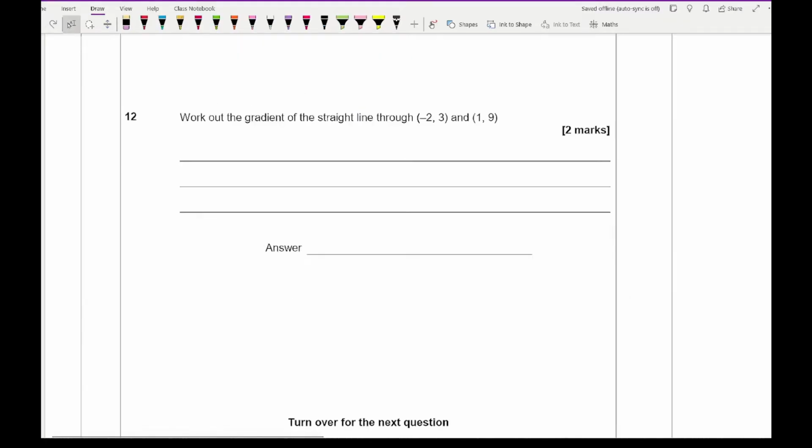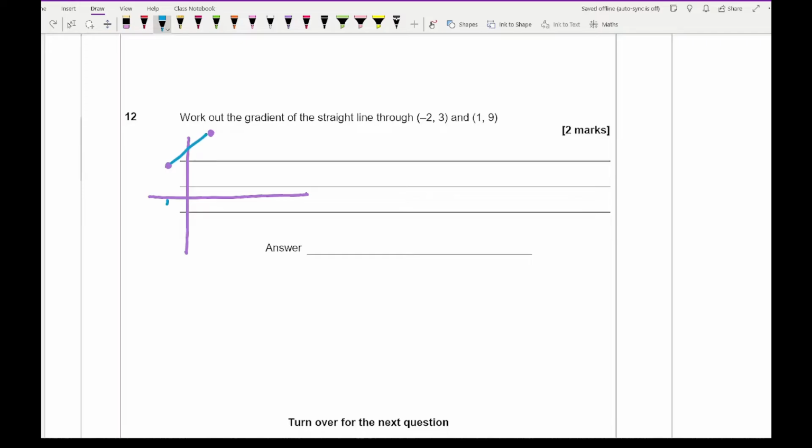Now, moving on to question 12, it says work out the gradient of the straight line through -2, 3 and 1, 9. So just trying to get an idea of where these coordinates are on a set of axes, we'll just draw a set of axes here. The -2, 3 is going to be somewhere here, and 1, 9 is going to be on this side but at a higher place. So what I'm wanting to do is work out the gradient of this line here.